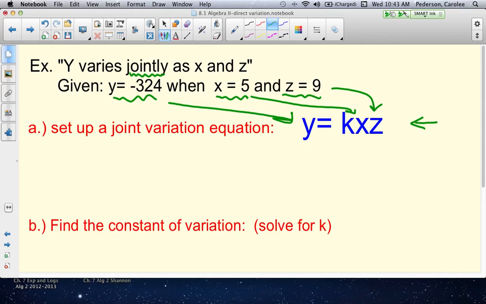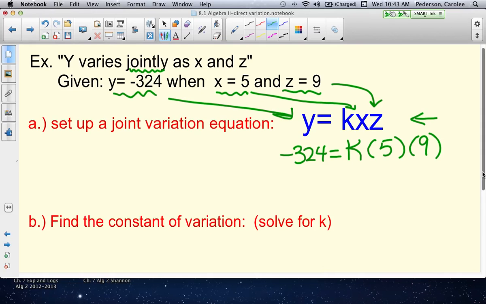So we have negative 324. It goes in for y, k is our unknown, x is 5, and z is 9. The 3 pieces on the right are all multiplying each other.